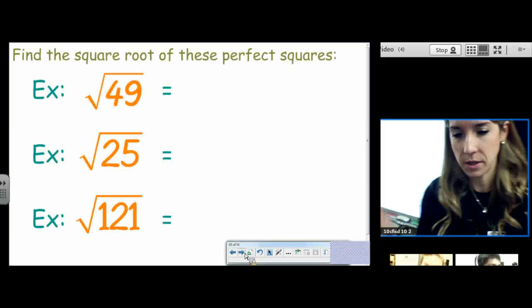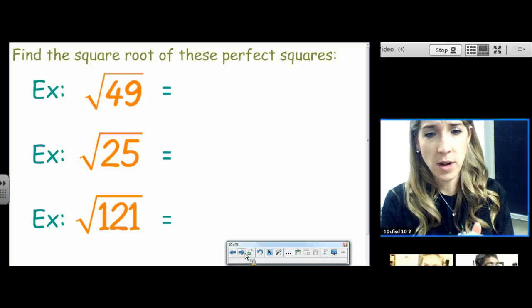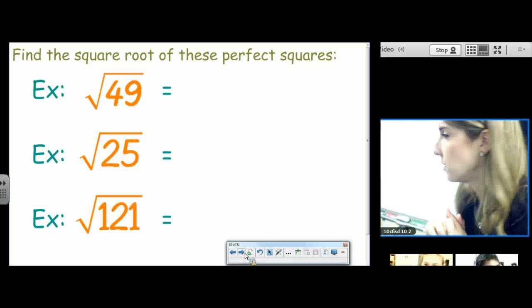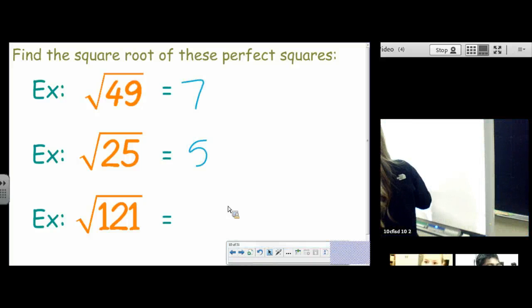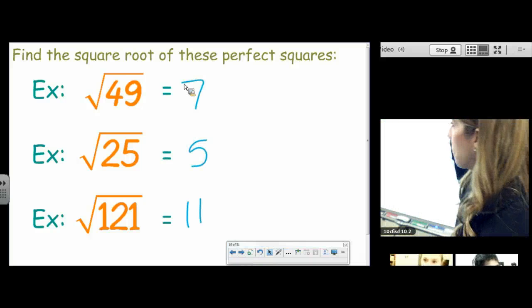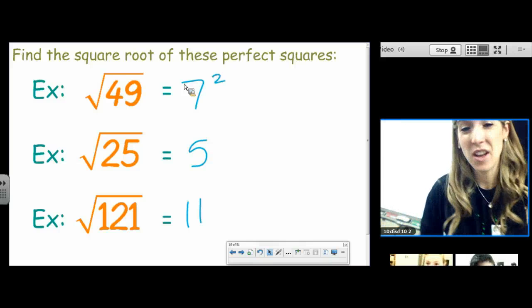So, square root some perfect squares, super easy, right? Square root of 49 is 7. Here, let me tell you some ways that I see students mess this up. I see this actually quite a bit. Someone will say, I'll ask them what's the square root of 49, and their answer, they will put 7 squared.